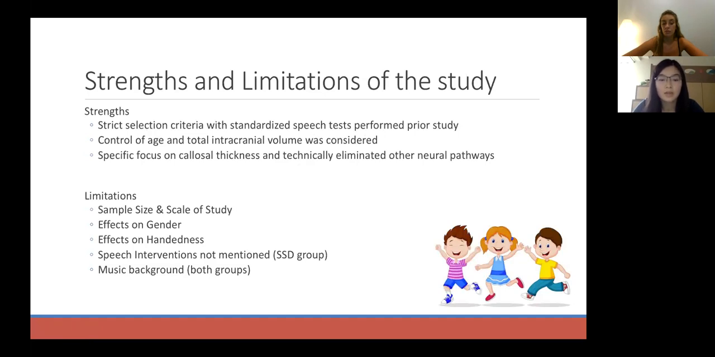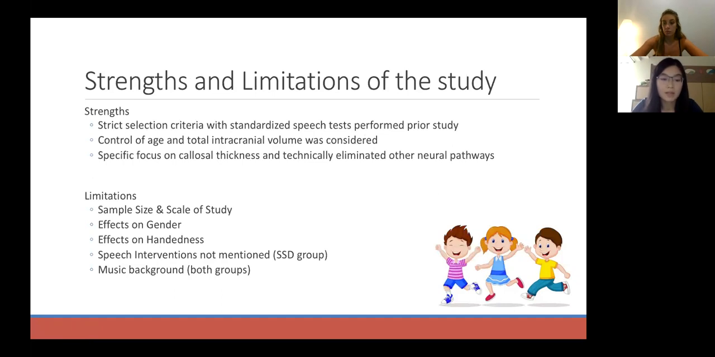Studies also show that boys had a higher likelihood of speech sound disorders than girls, so gender effects should be considered, but it was not discussed in this study. The left hemisphere is responsible for speech and language. It dominates our right side of the body. However, the effects of handedness were not discussed either. And there was no information about any previous speech interventions for the group of children who have speech sound disorder.